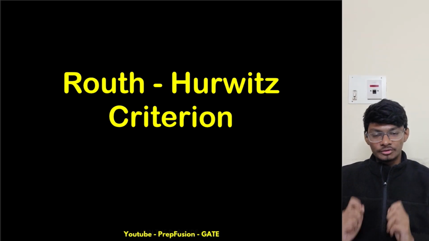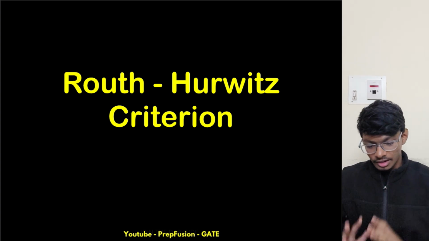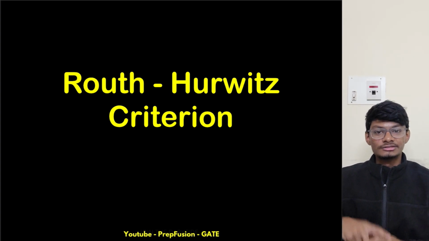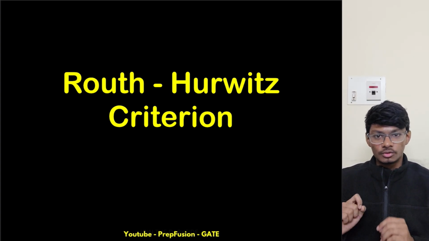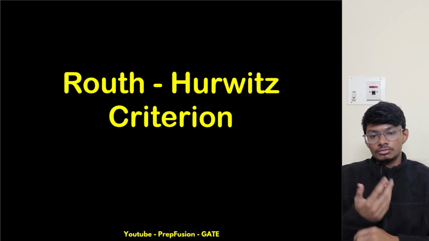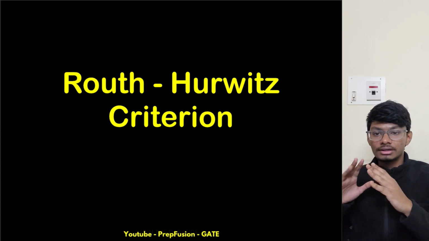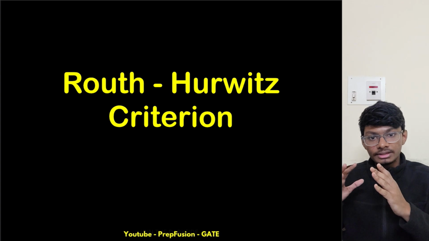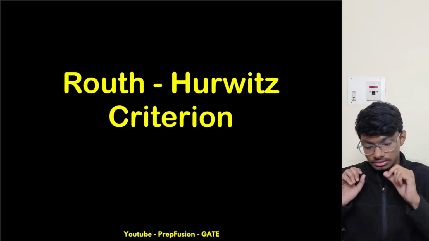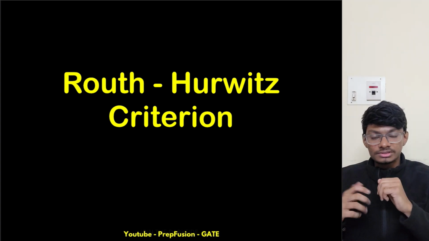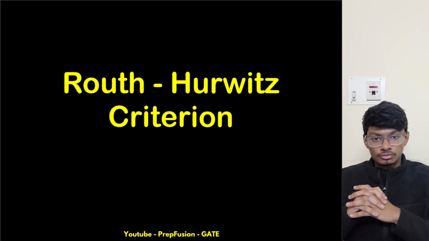I am Anish, and today we will be studying the new chapter, that is the Routh-Hurwitz criterion. This chapter will be basically very short, actually not that long. What we will do in this chapter is find the absolute stability of a closed loop system. So this criterion will help us find the stability of a closed loop system.